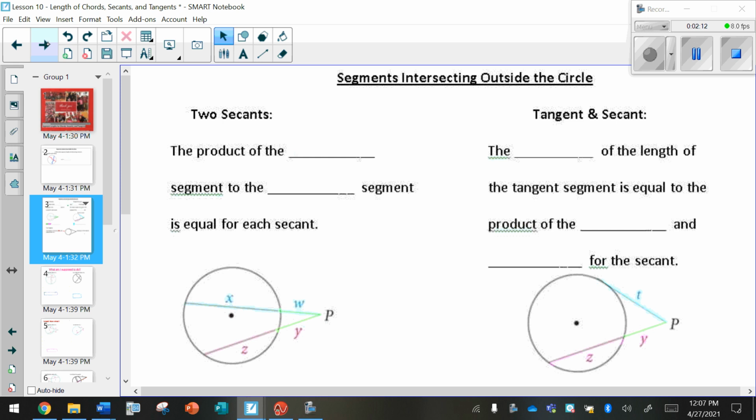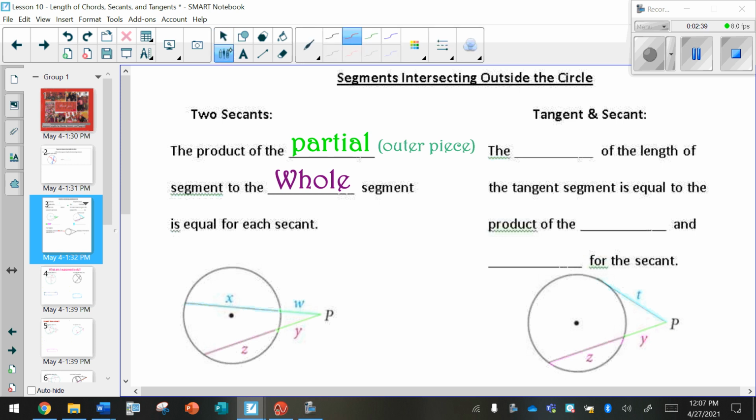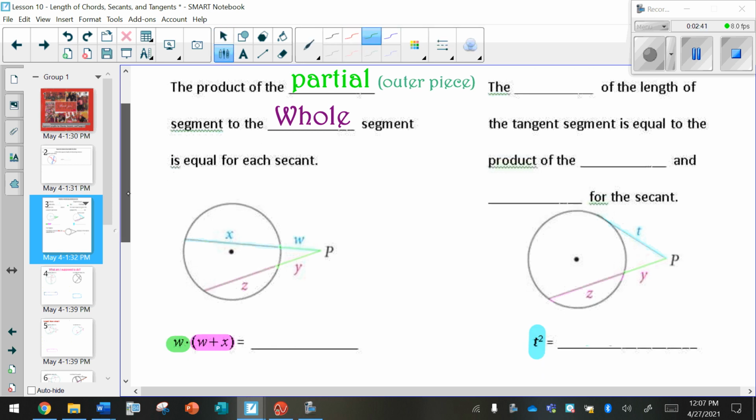Next, we got some more figuring to do with our tangents and secant segments. All right, so here we have the product of the outside parts of the segment is equal to the whole segment. So you do the product of the outside part times the whole segment. That's equal for each secant. So let me explain and show you a little bit more detail what I'm talking about here.